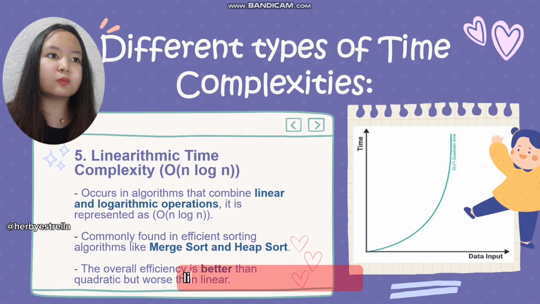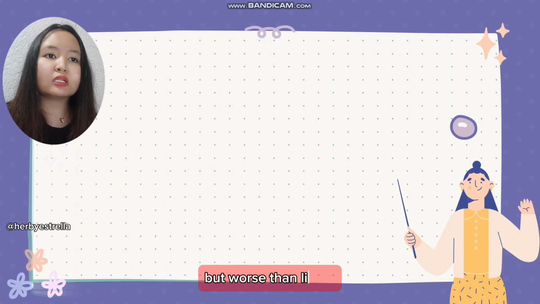5 is linear arithmetic time complexity. O of n log n occurs in algorithms that combine linear and logarithmic operations. It is represented as O of n log n, commonly found in efficient sorting algorithms like merge sort and heap sort. The overall efficiency is better than quadratic but worse than linear.